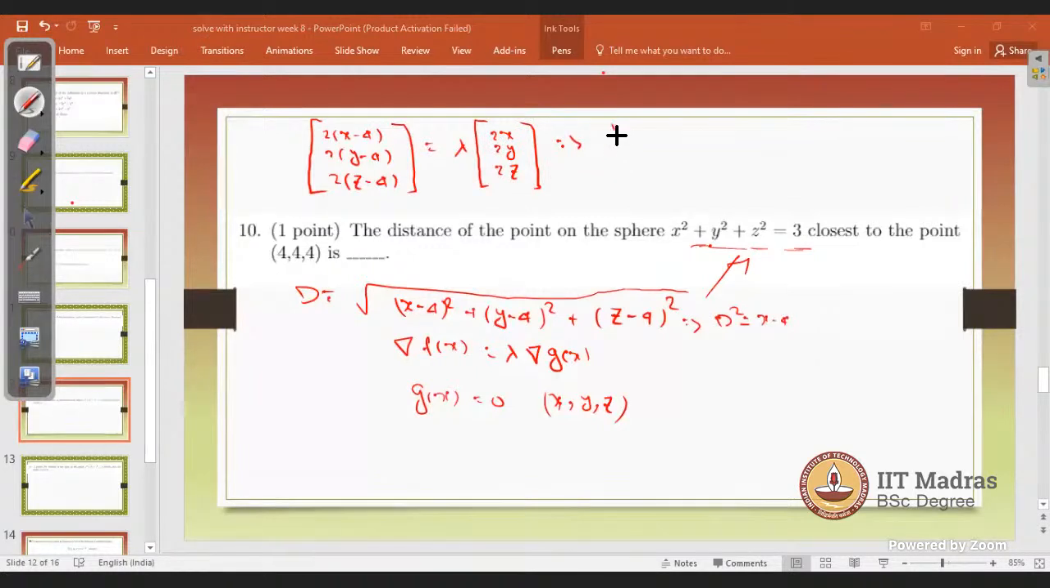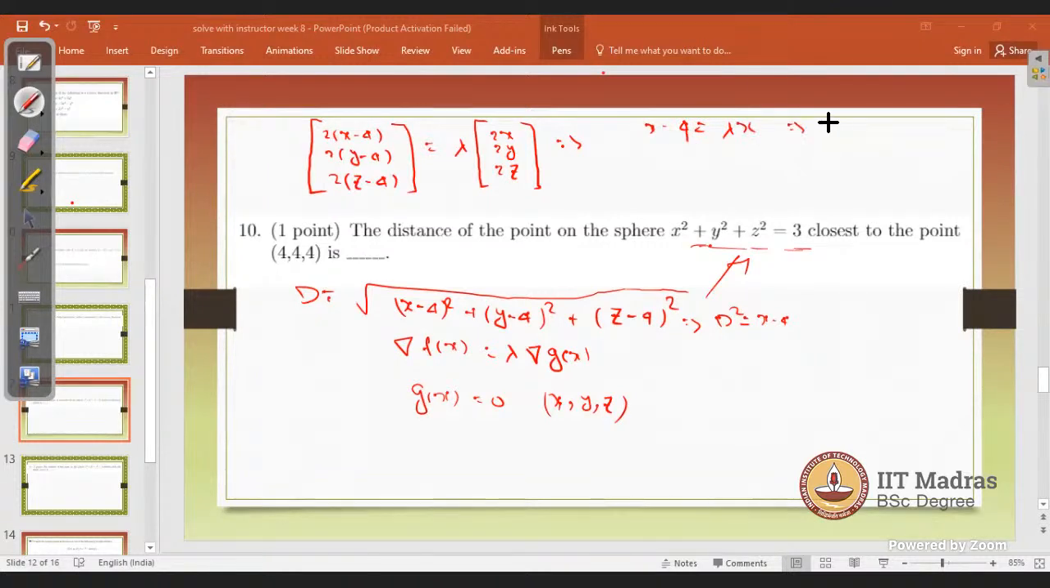What is the lambda value we are getting here? Can someone say? Okay, just check directly. 2x minus 8 equals 4. Okay, 2 directly we can take out, so x minus 4 equals lambda x.